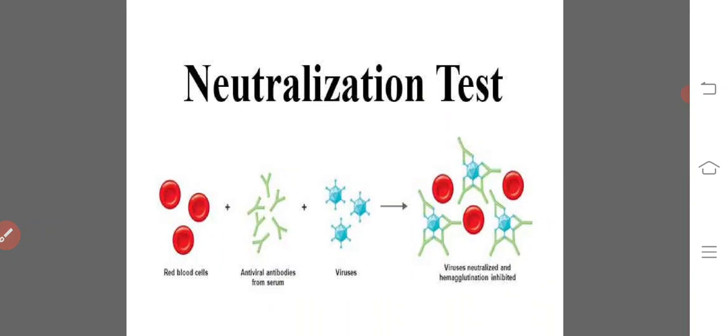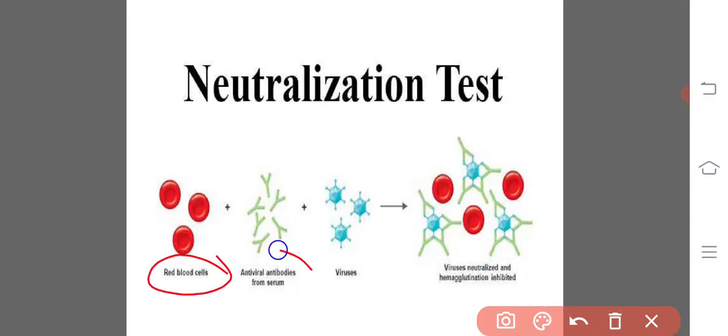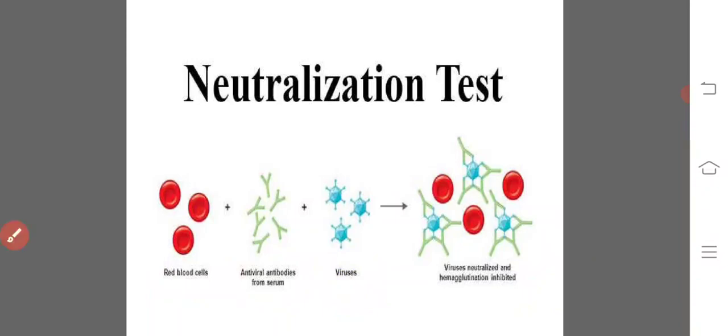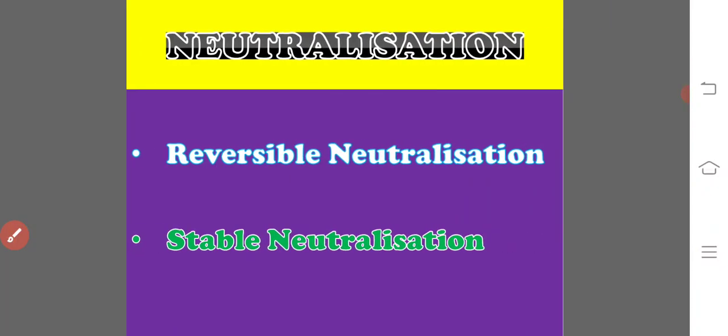Here there is a neutralization test with RBC, antiviral antibodies in serum, and viruses. Here viruses get neutralized and hemagglutination is inhibited. This is the neutralization of the toxin by the antitoxin.